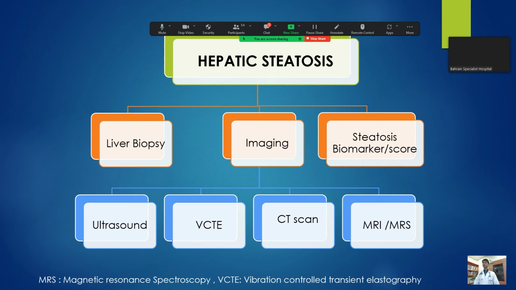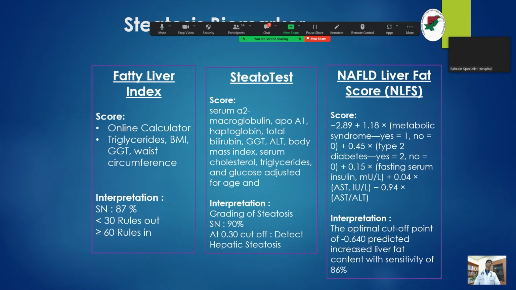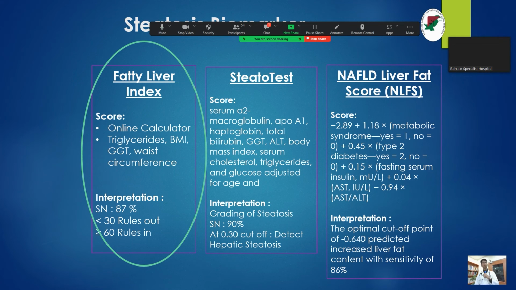And on MRI, we also have MRI spectroscopy or MRI fat fraction. Fat fraction can be estimated. The third is the steatosis biomarkers. There are certain blood markers which can also be used, which include the fatty liver index, SteatoTest, and NAFLD liver fat test. There are certain blood tests which you have to incorporate and do an online calculation to find. Among those, the fatty liver index is the most commonly used.